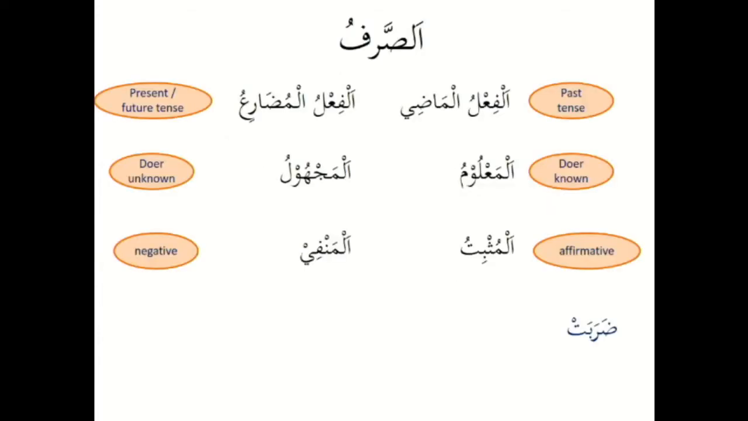Maldi. How did you know? There's no ya, ta, hamza, or noon at the beginning. Right? Okay, so I know that is maldi. Is it ma'loom or majhul? Ma'loom. How do you know? Well, majhul has to start with a dhamma. Ooh, this doesn't start with a dhamma. So it must be ma'loom.